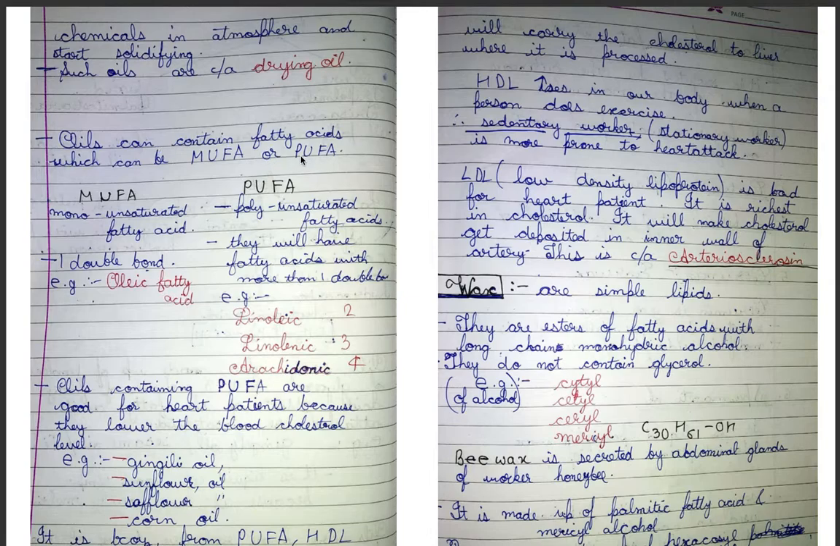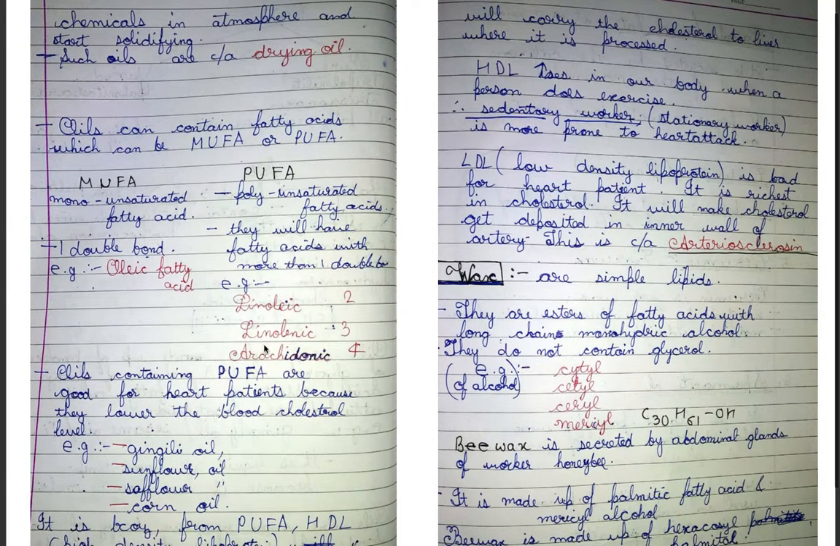Now oils contain fatty acids which can be either MUFA or PUFA. MUFA are the monounsaturated fatty acids. PUFA are the polyunsaturated fatty acids. MUFA is having only one double bond. PUFA is having more than one double bond. So an example of MUFA is oleic acid, and PUFA includes linoleic, linolenic and arachidonic fatty acids, which were learned earlier. These are unsaturated.